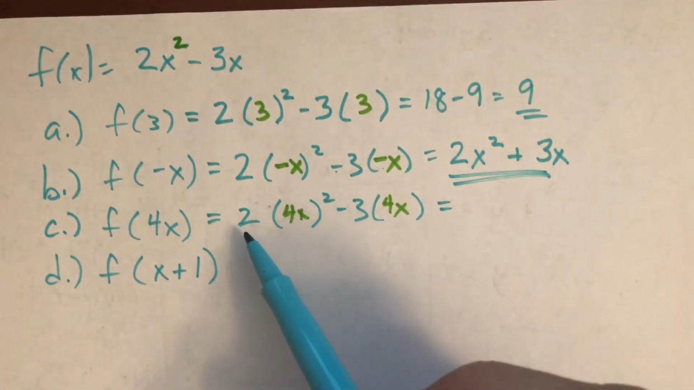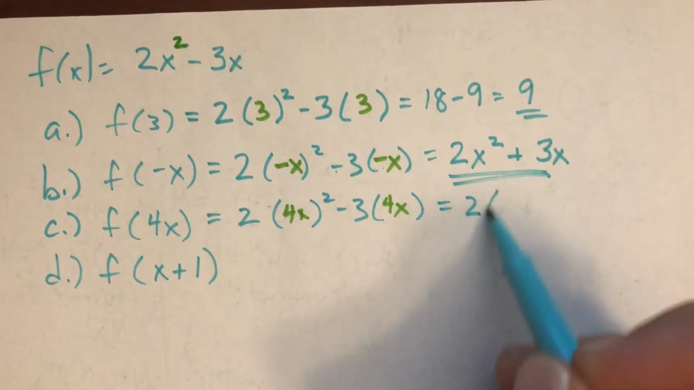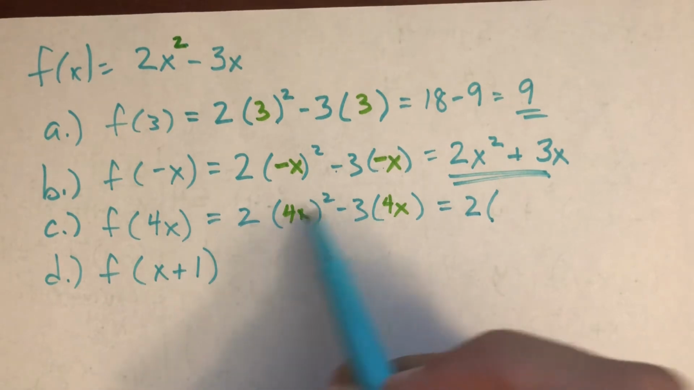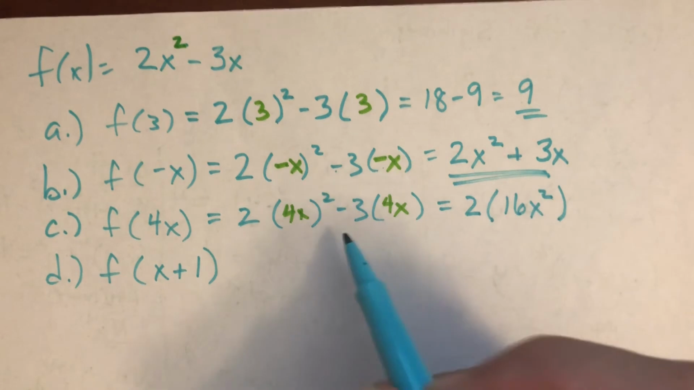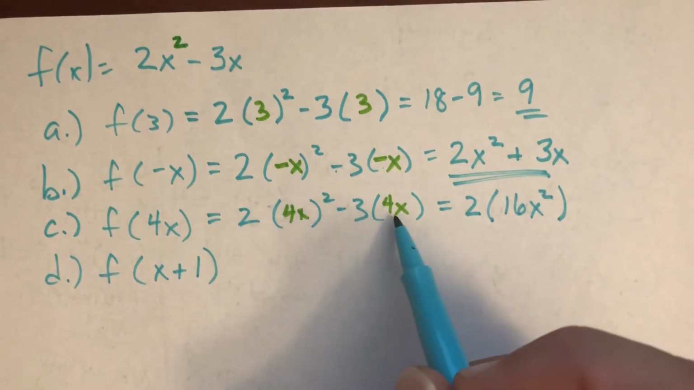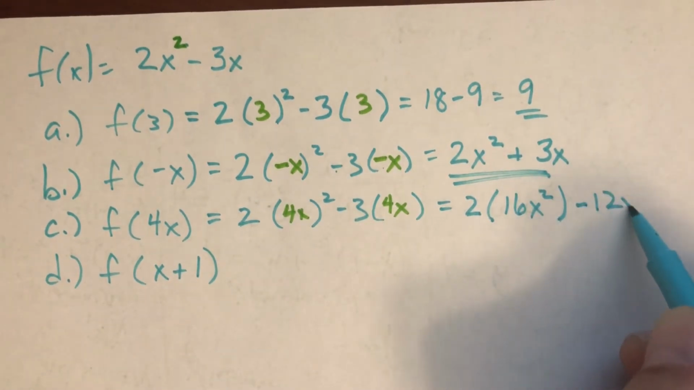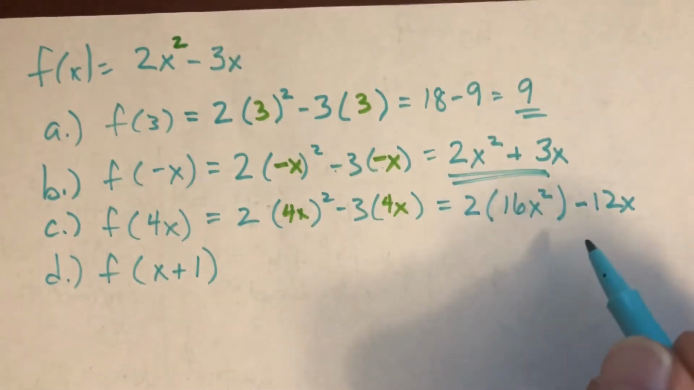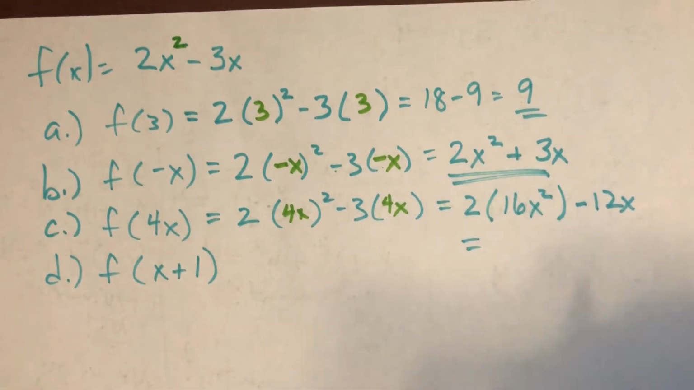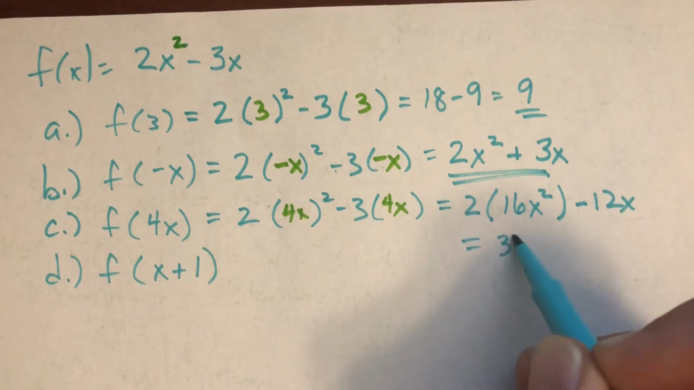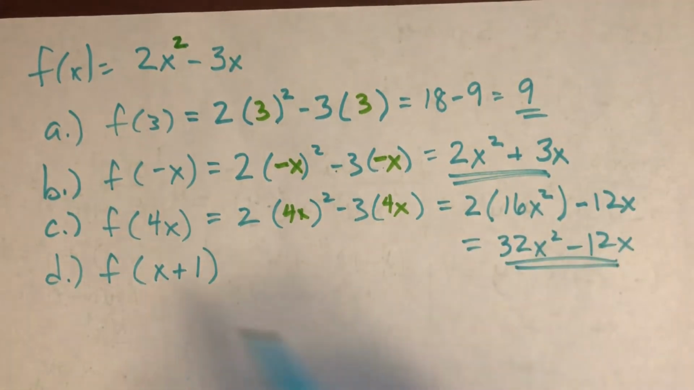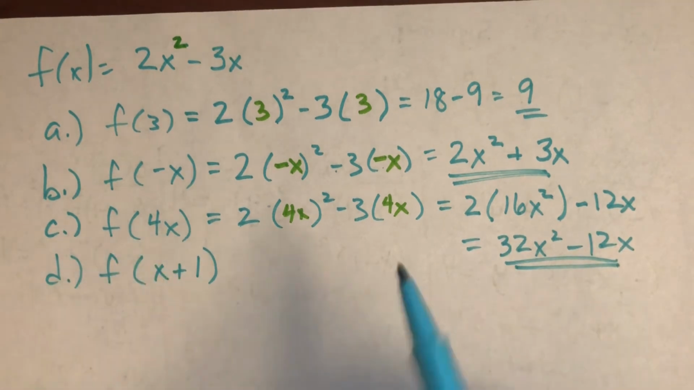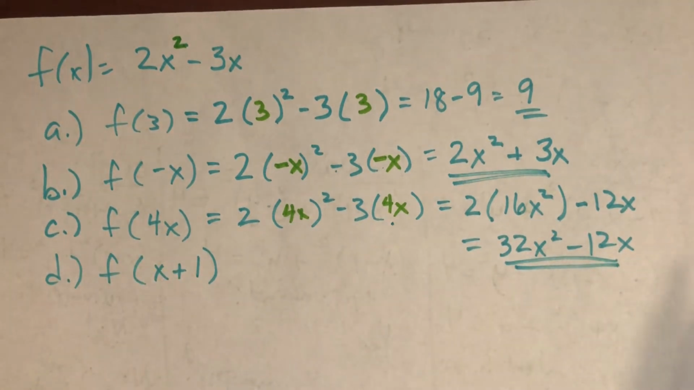evaluate this. So we've got 2 times whatever this is. That's 4 squared is 16. We got x squared. And then we have minus 3 times 4, so that's minus 12x. I'm going to go a little bit off the page there, so I'll come down here. So we got 2 times 16, that's 32x squared minus 12x. All right, so that is f of 4x. We just put 4x wherever we saw x in there, and we evaluated it.